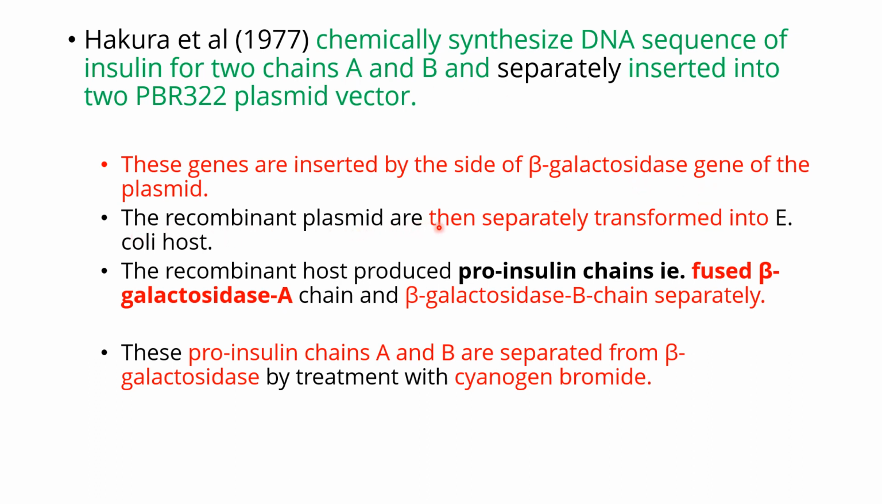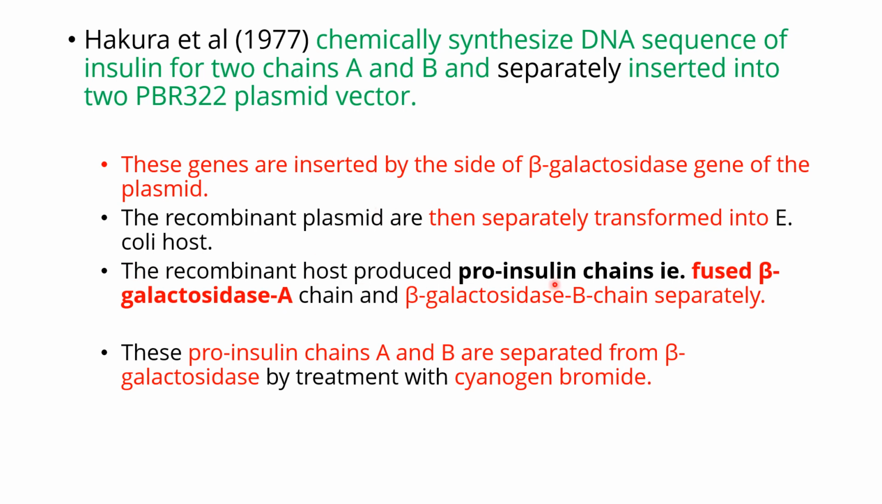Now, the recombinant plasmids are then separately transformed into E. coli, so there's transformation. The recombinant host produces pro-insulin chains. So you introduce the genes that code for the A and the B chain into the plasmids, and you put them next to the beta galactosidase gene, which codes for the enzyme beta galactosidase. Why this gene? Because the pBR322 has a high expression of the beta galactosidase gene. So as they replicate and express the beta galactosidase gene, they also express either your A or your B chain.